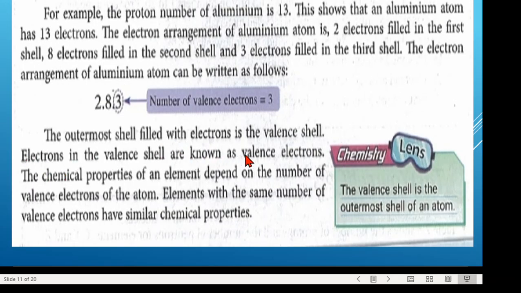Electrons in the valence shell are known as valence electrons. Okay. So the chemical properties of an element depend on the number of valence electrons of the atom. So ingat, chemical properties, ciri-ciri kimia dia adalah bergantung kepada dia punya ini, valence electron. Elements with the same number of valence electrons have similar chemical properties. Apa sahaja elemen atau unsur yang mempunyai nilai valence electron yang sama akan mempunyai chemical properties yang sama.